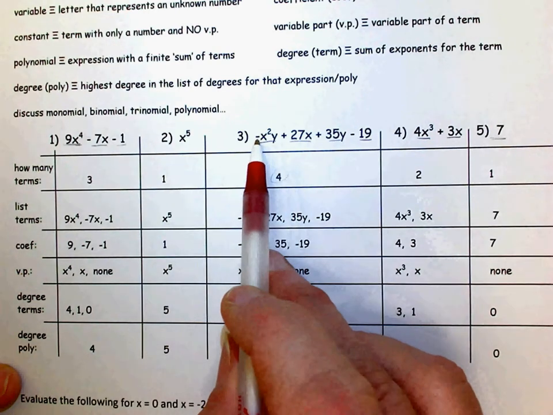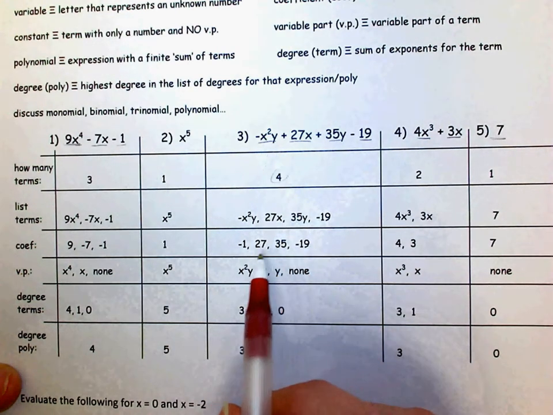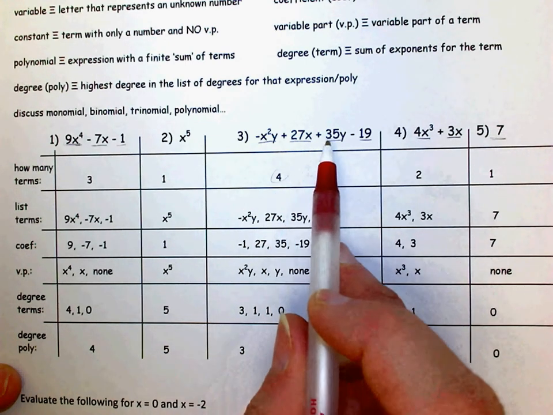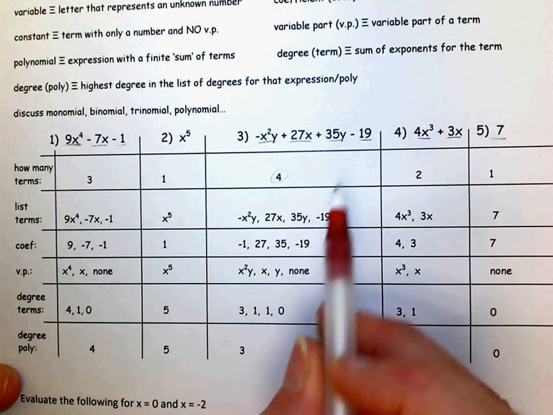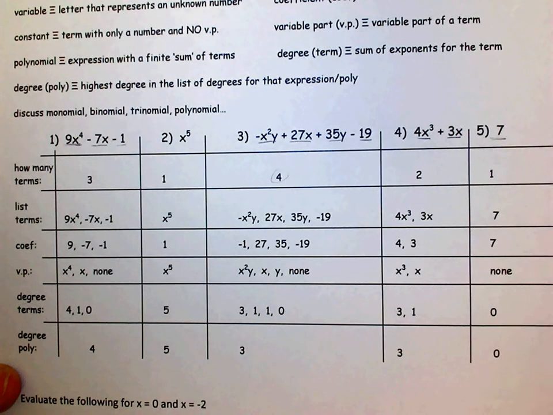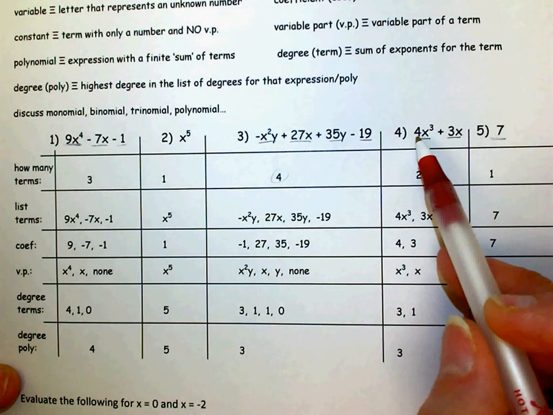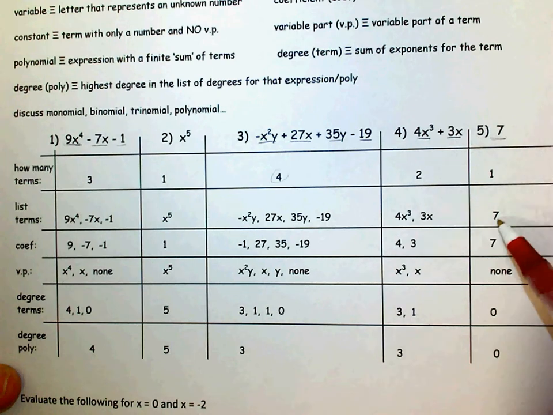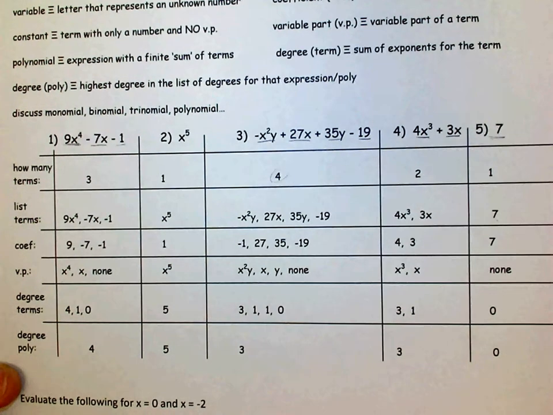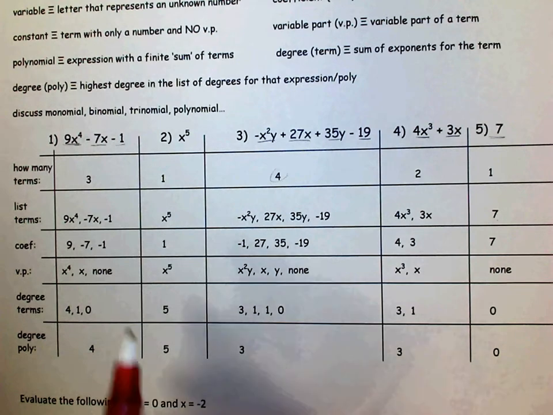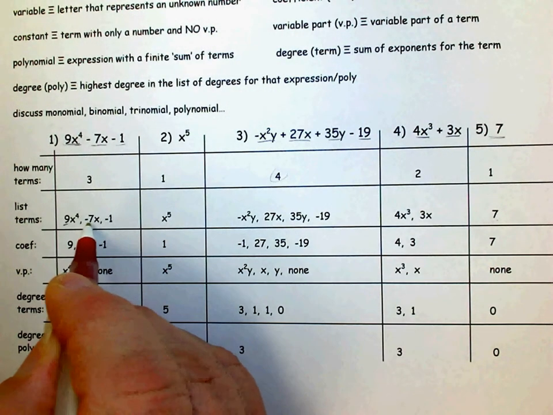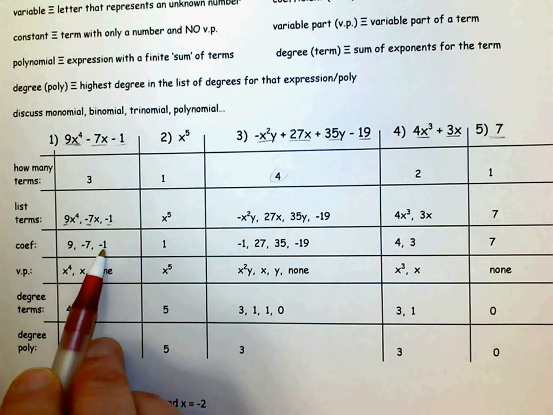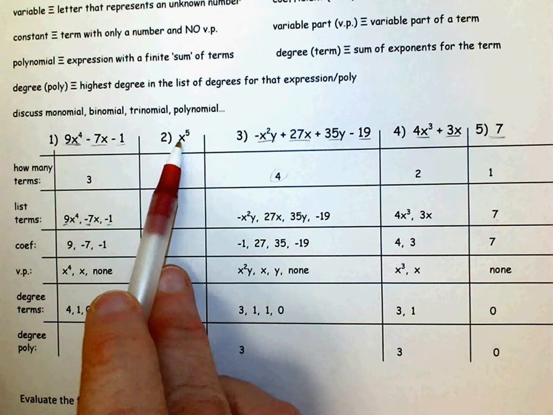This one, negative x squared y, comma, 27x, comma, 35y, comma, negative 19. For number 4, 4x cubed, comma, 3x. And for number last, just 7. Now, what are the coefficients? Remember, it's just the number parts of each term. So 9, negative 7, negative 1.